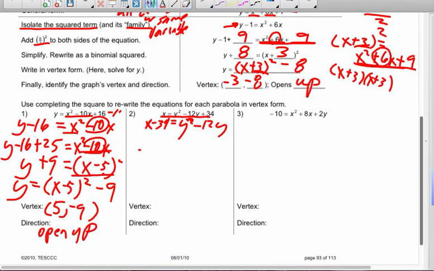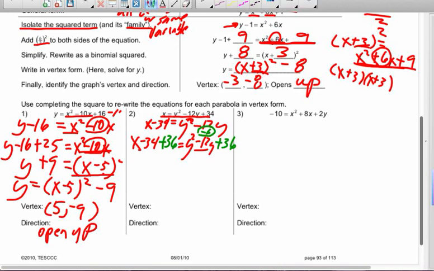So I'm going to end up with an x minus 34 that will equal y squared minus 12y. And to complete it, I have to take half of this term, which is a negative 6. I usually write this up here, and I square it, so that will be plus 36. And then I have to add 36 over here. So now I have completed the square.